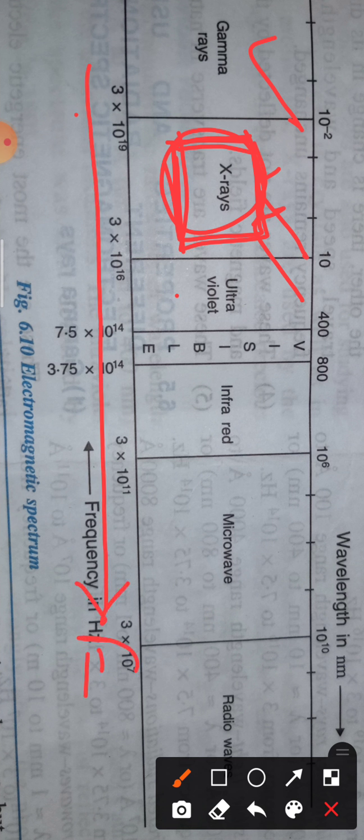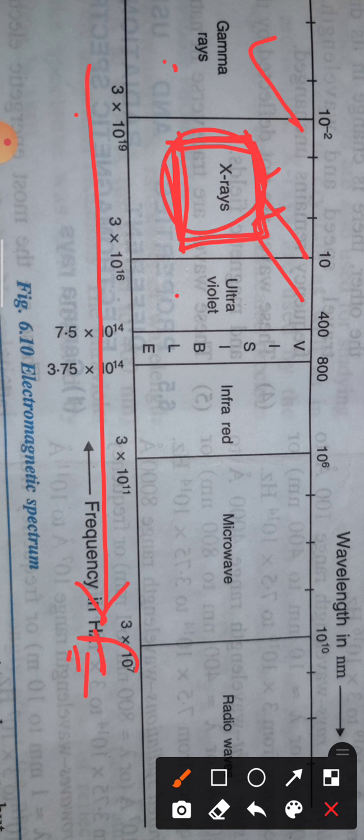So obviously X-ray has less energy compared to gamma rays. Gamma rays have the highest amount of energy, or highest penetration power. Then comes X-ray, then UV rays. So this is the decreasing order of energy. As you go from left to right, the energy of the waves decreases. Gamma rays have the highest penetration power, X-ray less than gamma ray, UV rays less than gamma rays and X-rays, and so on.